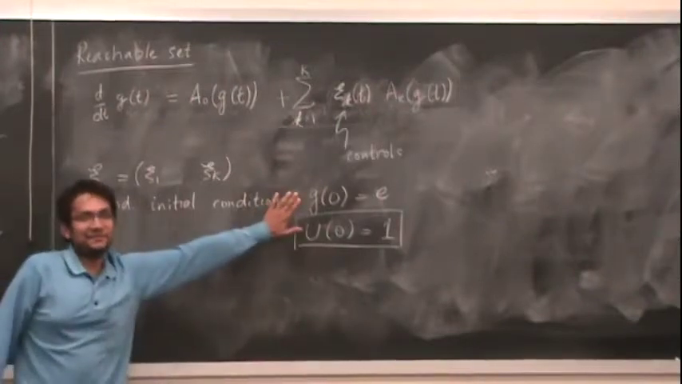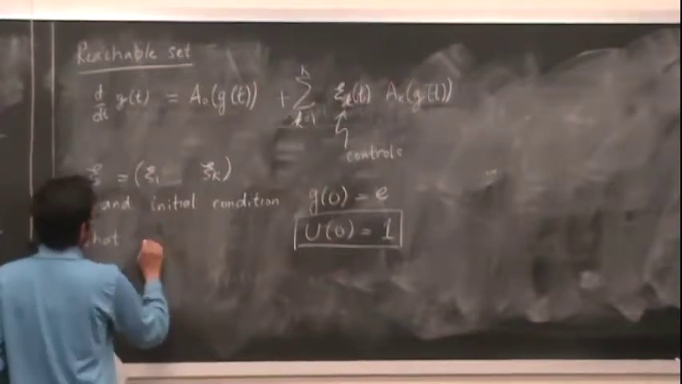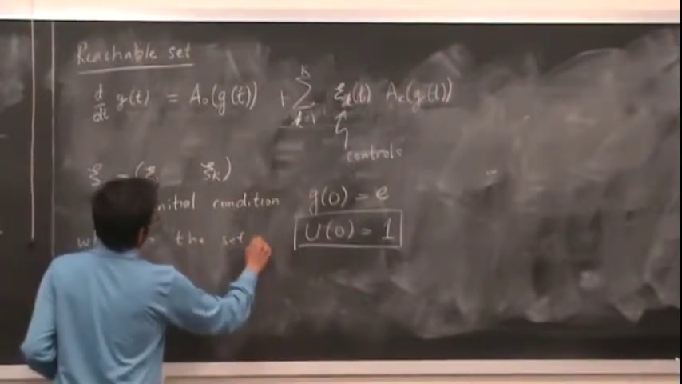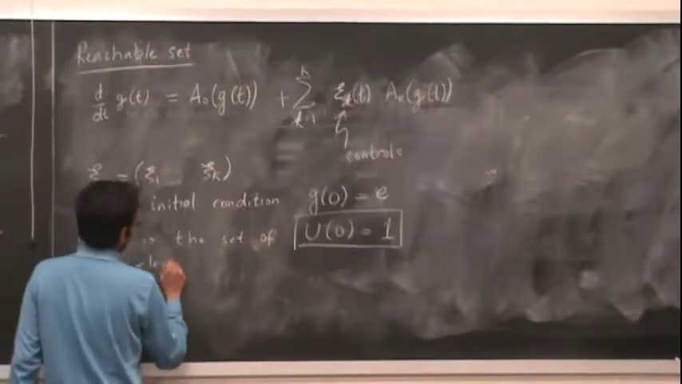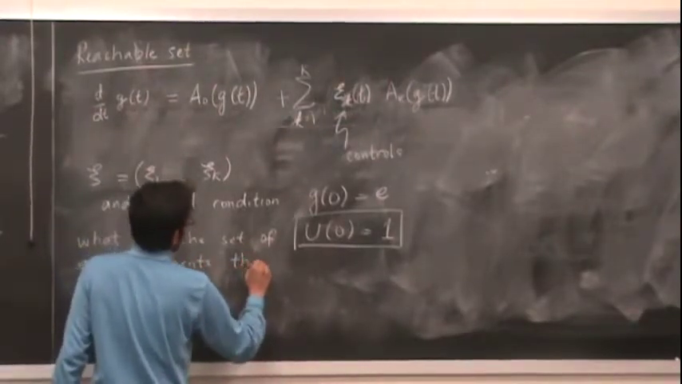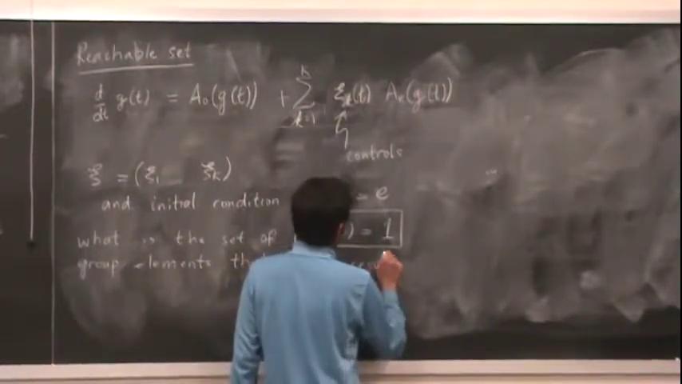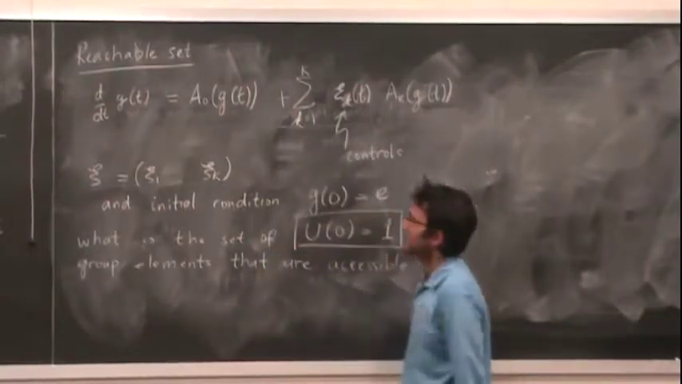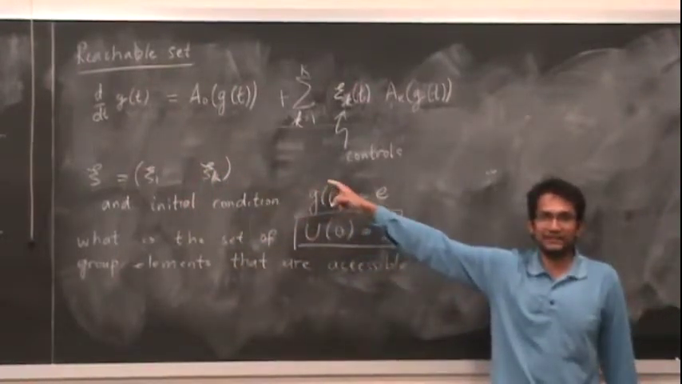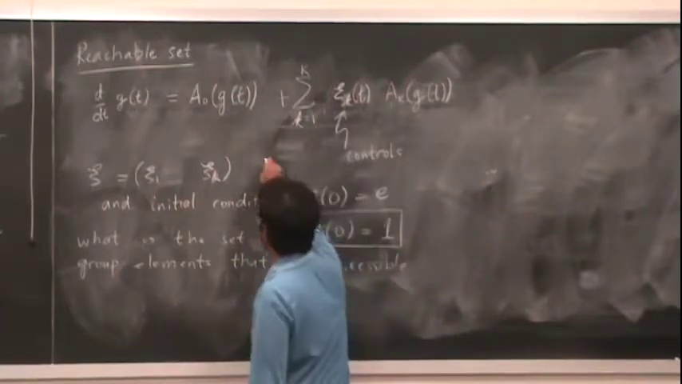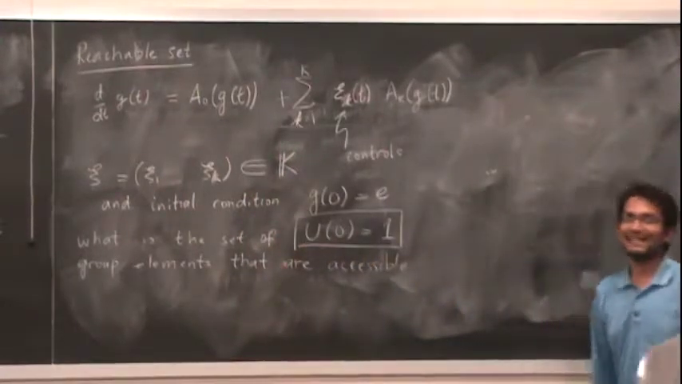So given the fact that initially I am at the identity element of the group, what is the set of group elements that are accessible? One thing which I should be a little more careful saying is that here I have chosen a particular set of values of these controls. In general, they can belong to a set of parameters that I can use for control, and I'm going to call it K. If you speak LaTeX, that's \mathcal K.